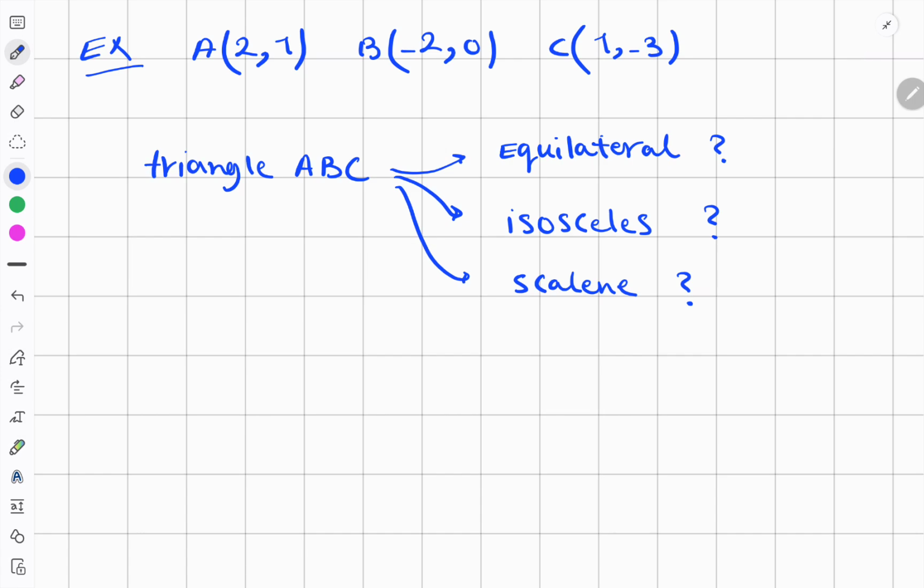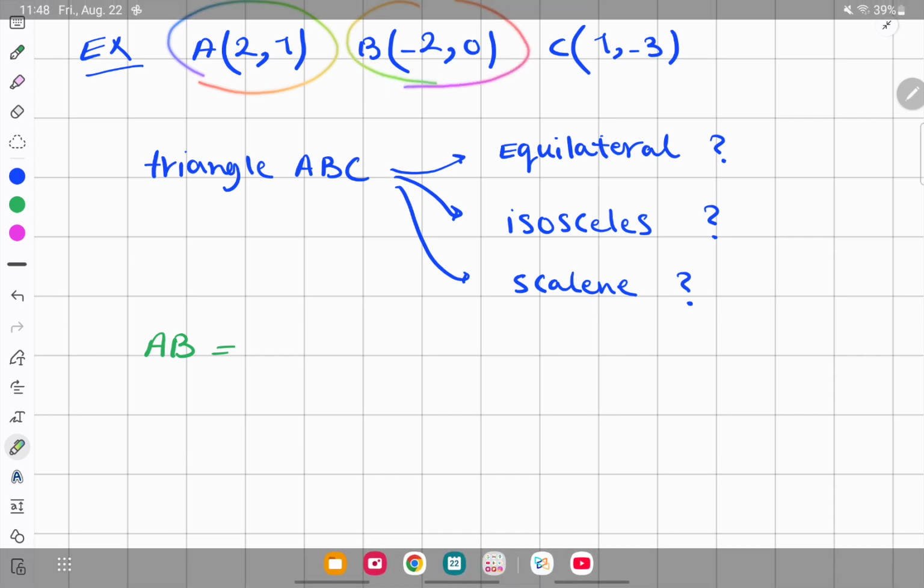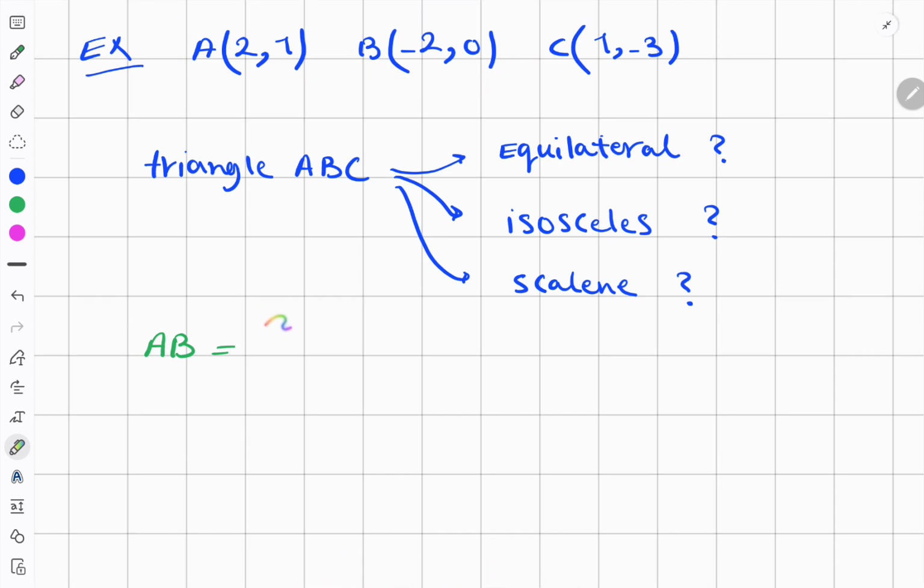So for finding out the type of triangle ABC, we need to find the lengths of all 3 sides of this triangle. Let's start with the length of AB. So we are talking about these 2 points. According to the formula, we should find the square root of the difference of x's squared. So 2 minus -2, or -2 minus 2.